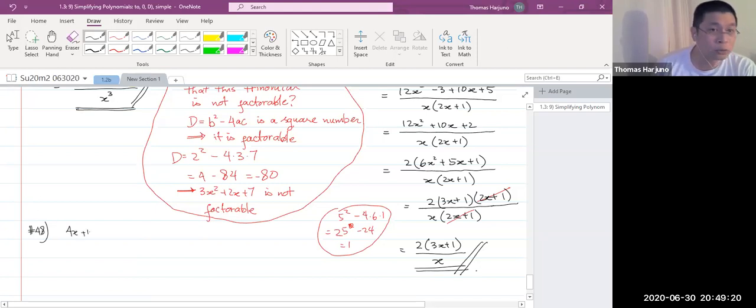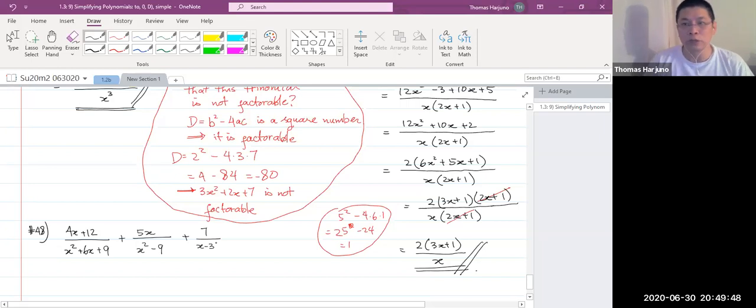(4x + 12)/(x² + 6x + 9) + 5x/(x² − 9) + 7/(x − 3).